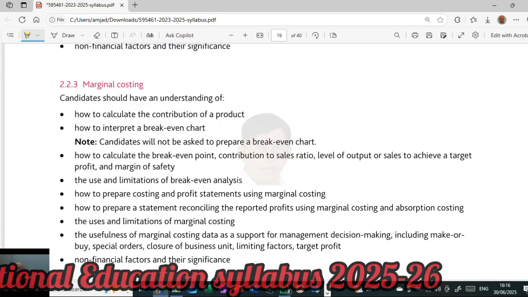So marginal costing. Another important topic from cost and management accounting is marginal costing. So 2.2.3, candidates should have understanding of how to calculate the contribution of the product, how to interpret a break-even chart, how to calculate break-even chart, contribution to sales ratio, level of output or sales to achieve target. So margin of safety, use and limitations of break-even analysis, prepare costing and profit statement using marginal costing, how to prepare a statement reconciling profit, reported profits using marginal costing, absorption costing.